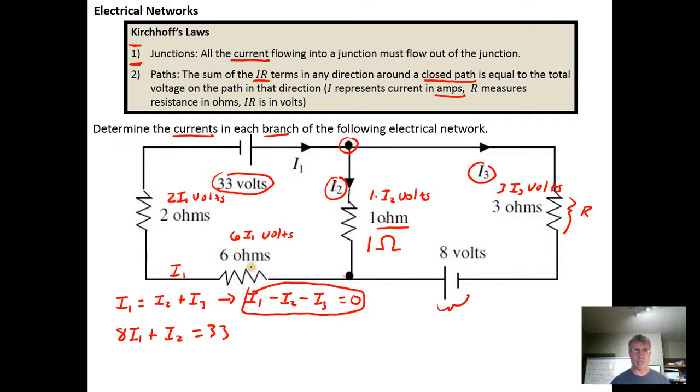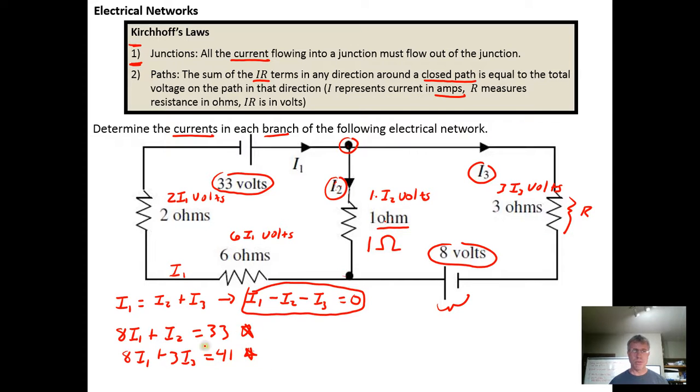And so we get, again, the sum of the volts from the IR terms. 6 I sub 1 plus 2 I sub 1 is 8 I sub 1, plus, over here we got an IR term, 3 ohms times I sub 3 amps is 3 I sub 3 volts. So 3 I sub 3 volts has to add up to the voltage along the closed circuit coming to you from the electron sources or the batteries. So here's an 8 volt battery along this outer circuit plus a 33 volt battery along this outer circuit. So we get 33 volts plus 8 volts is 41 volts.